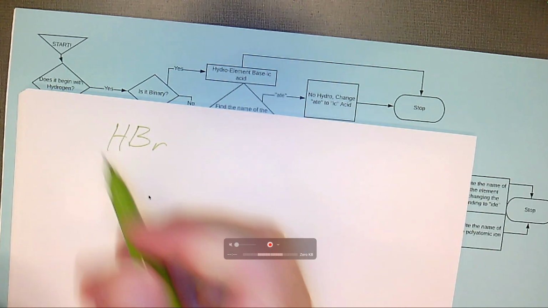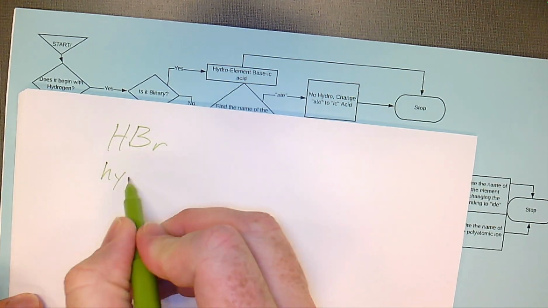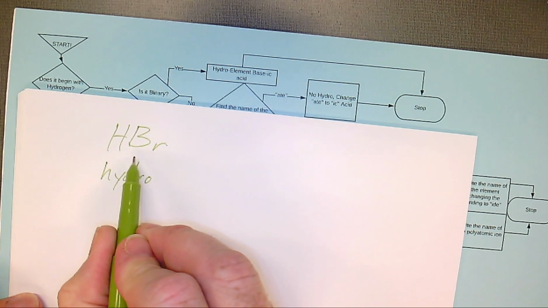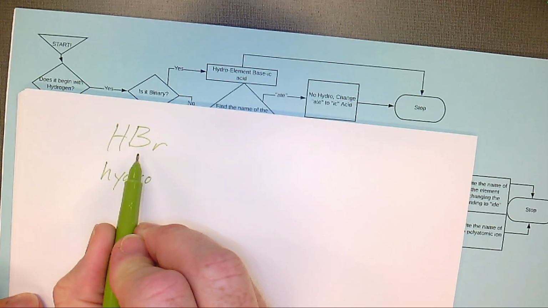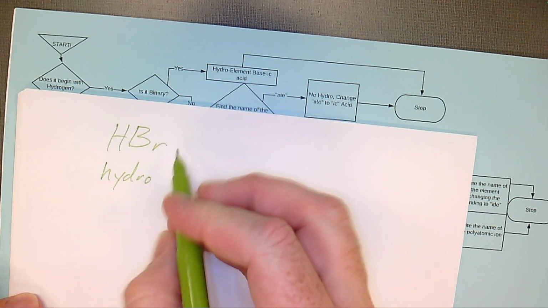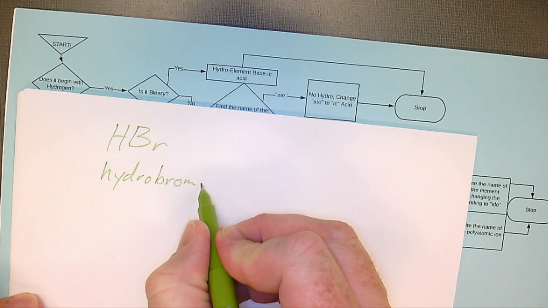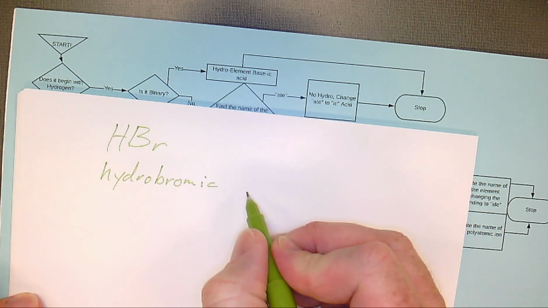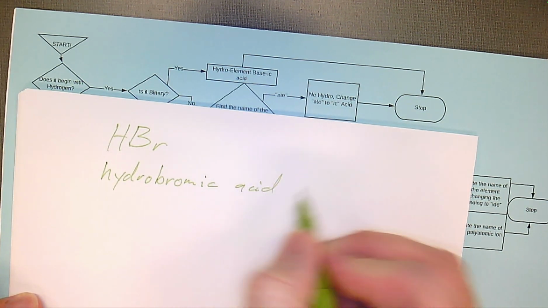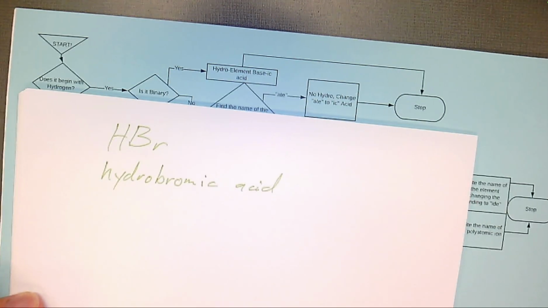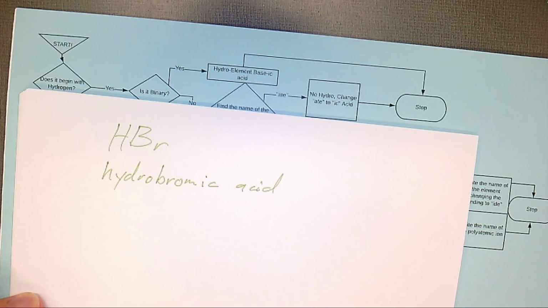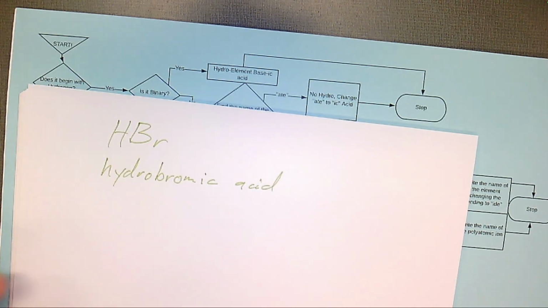All right, so what does that look like in this case? Well, let's start with hydro. Okay, what's this element? Bromine. So the base name would just be brom, and then we put ic on it, and then acid. Hydrobromic acid. Are you with me? Not too hard, is it? That's it. You're done. Yeah, I will go back to the slide.